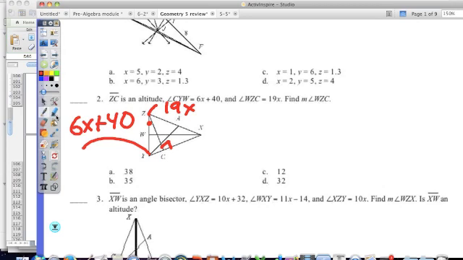So I have a triangle right there, correct? And if I add up all of those angles of the triangle, that's going to be 6x plus 40.